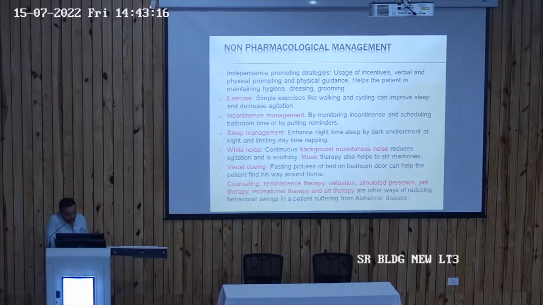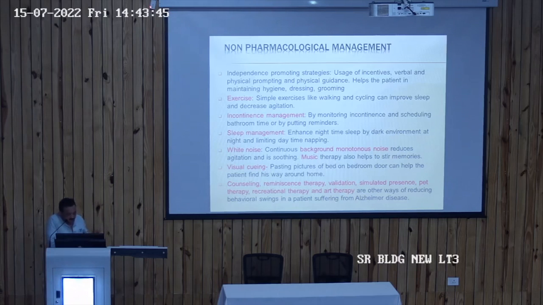Then white noise. White noise is background noise. किसने सुनी है white noise? Noise तो होती है वो, but it is soothing and it works as a noise cancelling sound. You won't get some other sound, but you're getting this sound. But still it is soothing. So patient will be less agitated.